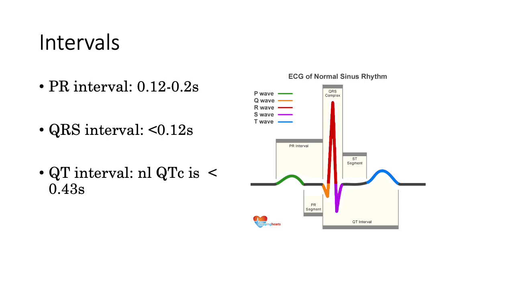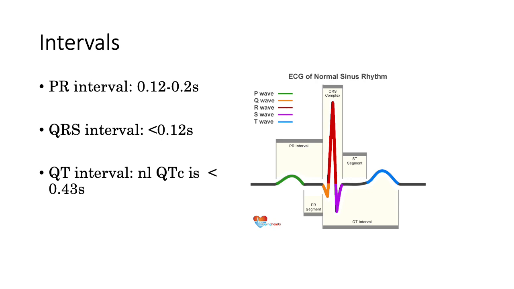So a normal PR interval is 120 milliseconds to 200 milliseconds. This equates to 3 small boxes to 5 small boxes on an ECG grid. The QRS interval is normally less than 120 milliseconds, which equates to 3 small boxes.